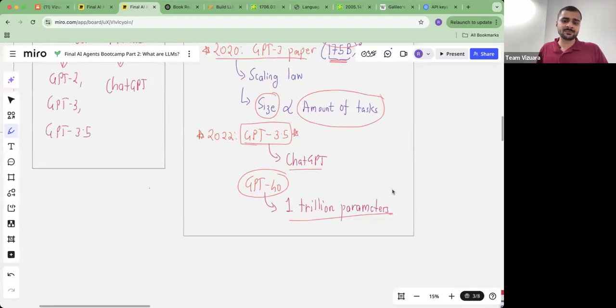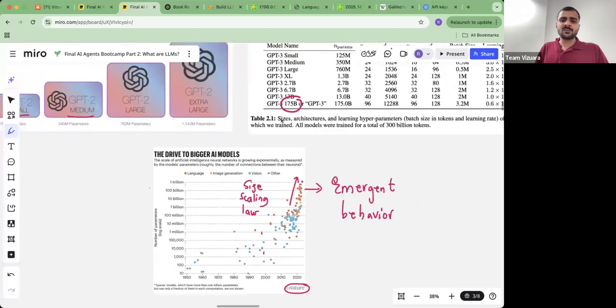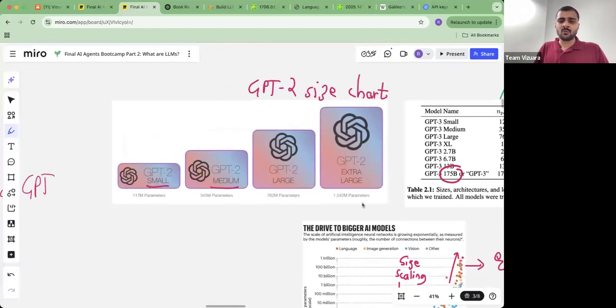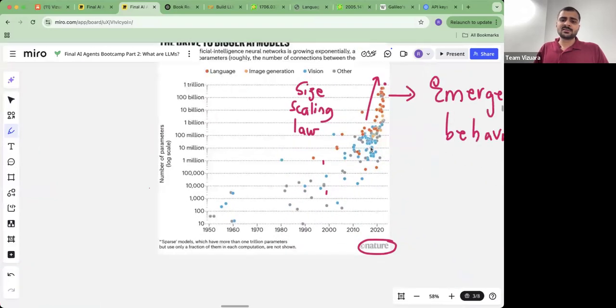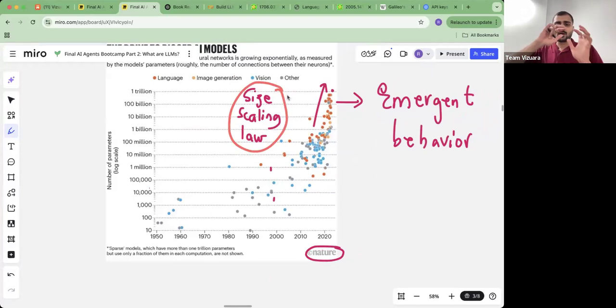If you look at the sizes itself, here is the GPT-2 size chart. They had 1.5 billion, right? That's the maximum. But there is this size scaling law in language models, which says that the more parameters you have, the better performance you get. So people just try to increase the number of parameters.